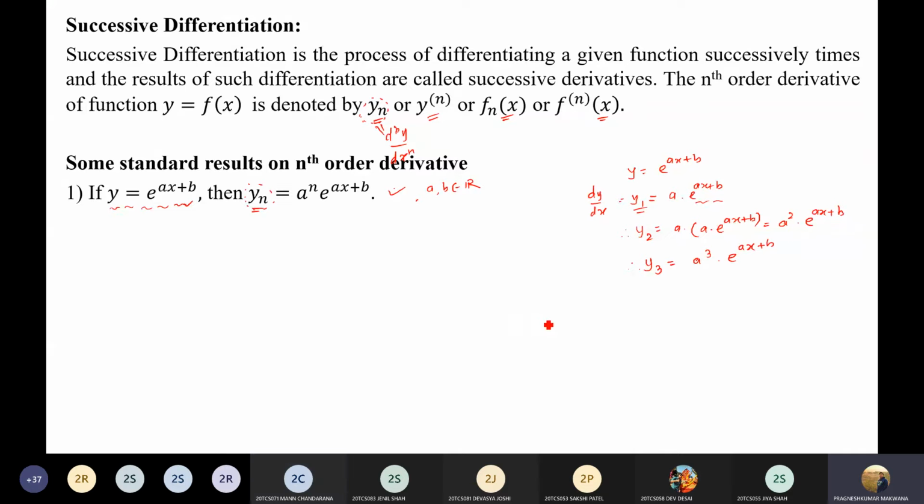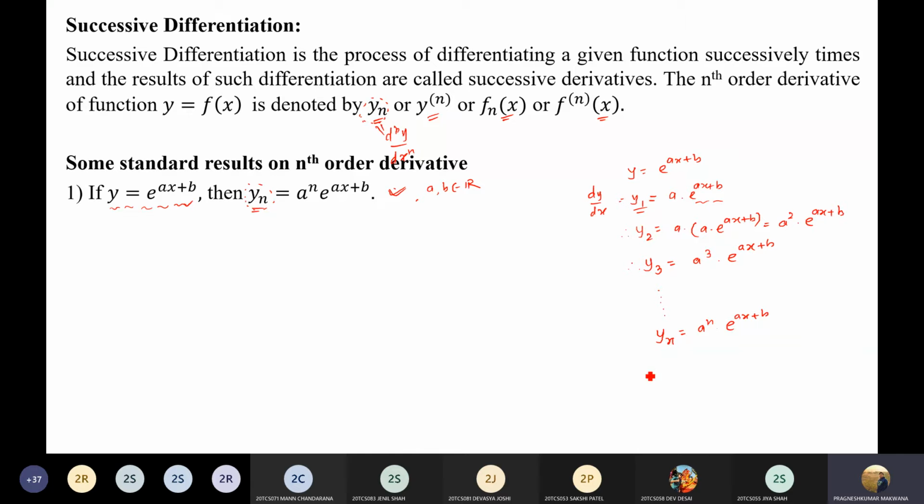Is it clear, everyone? Yes, sir. What about the nth derivative? It is a raised to n into e raised to ax plus b. So try to remember this formula. We use this formula directly in exams or in solving the examples.